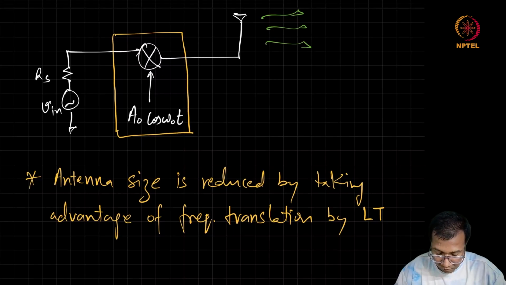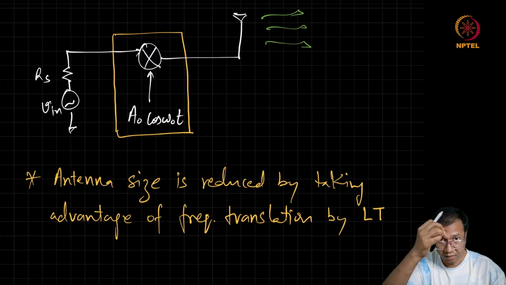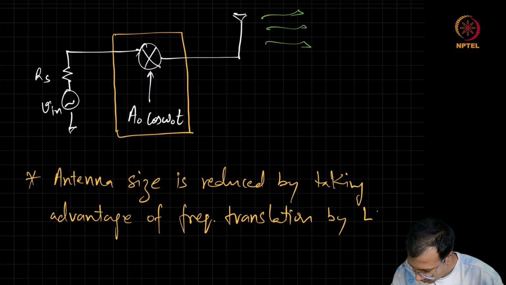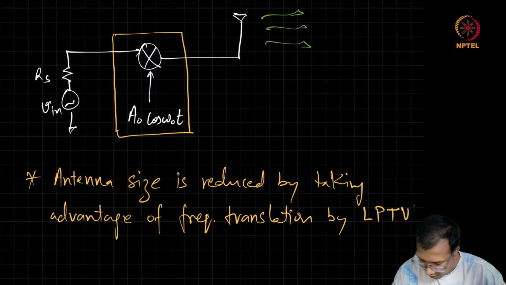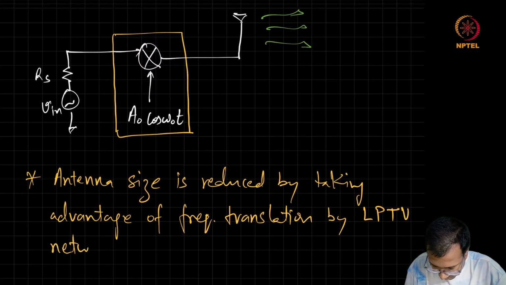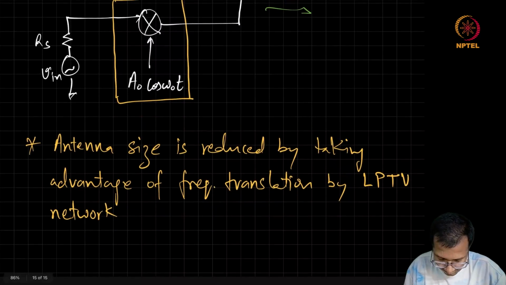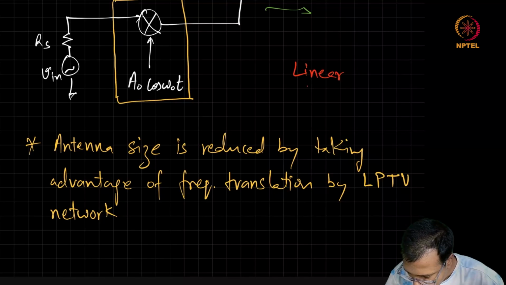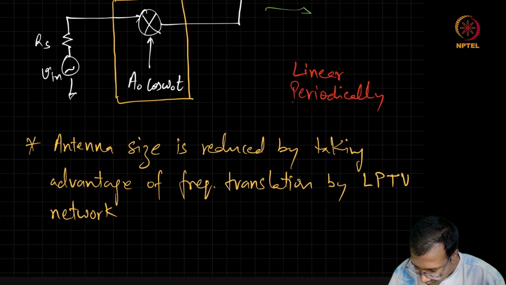So just to keep in mind, the way we are doing this, it is not just a time varying network, it is also periodically time varying because this function is periodic with time. So we can call it an LPTV network. LPTV means linear periodically time varying.